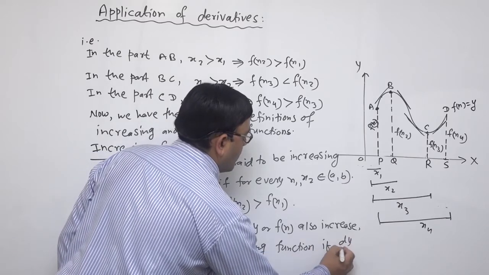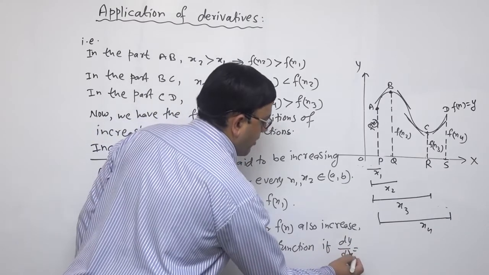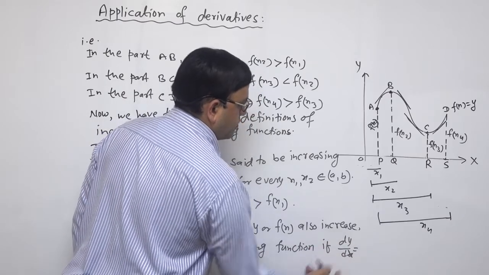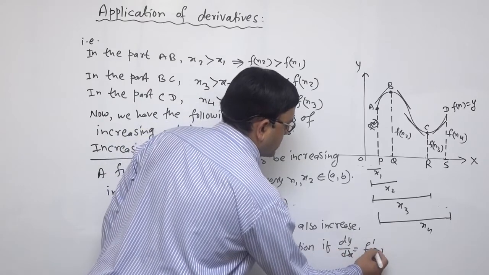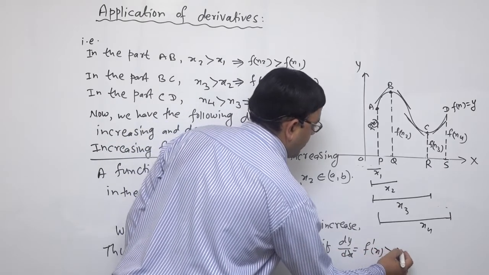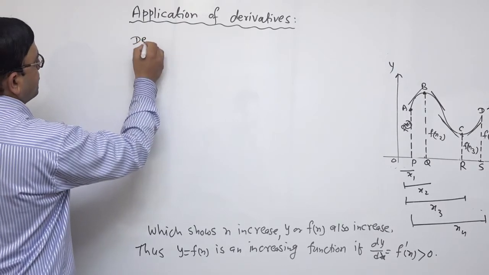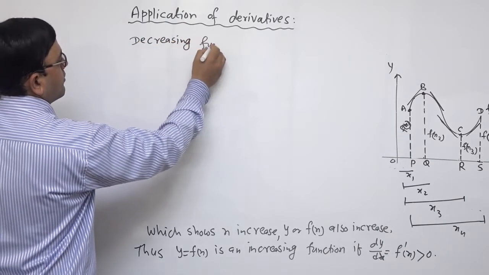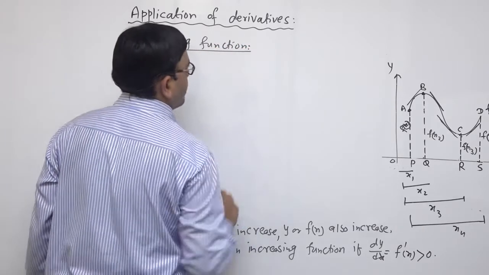if dy by dx is equals to यो derivative of x with respect to y हो, यो derivative of y with respect to x हो, यो is equals to यो first derivative लाई हामी f dash x पनि भन्छौं, which is greater than 0. Now about decreasing function. Decreasing function. What is mean by decreasing function?